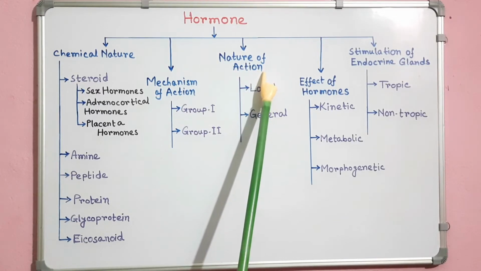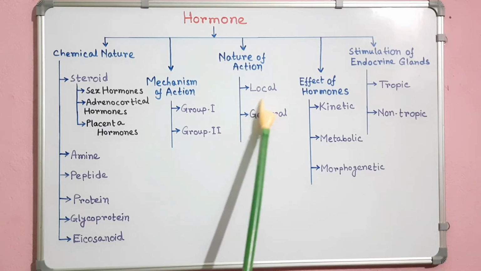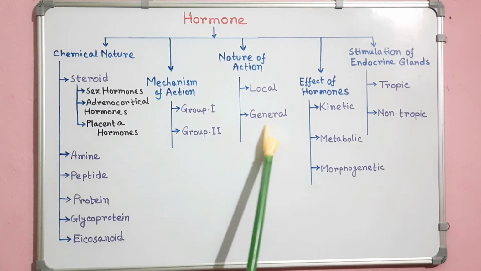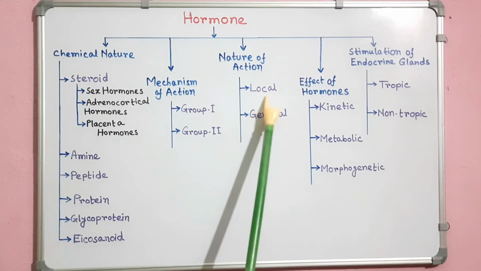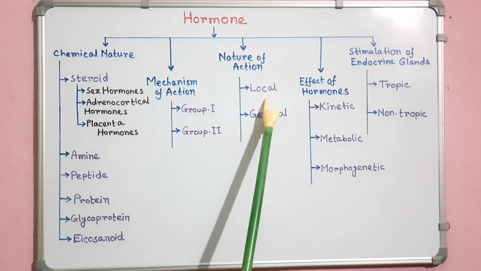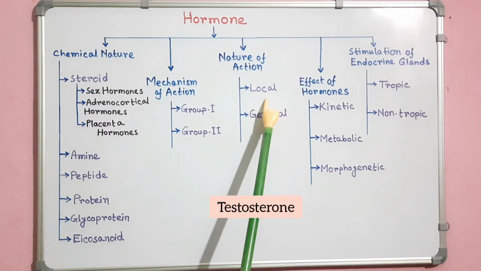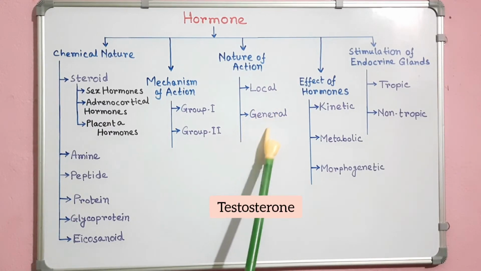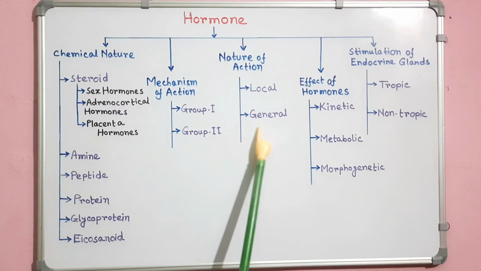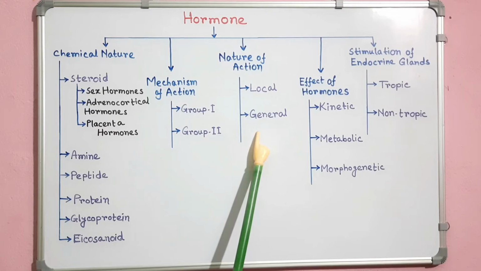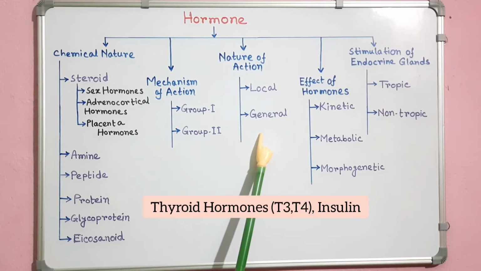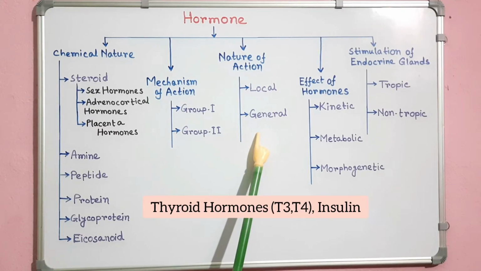According to nature of action, hormones may be local hormones or general hormones. Local hormones have a specific local effect through paracrine secretion. For example, testosterone. General hormones are transported through circulation to the distal target tissue or organ. For example, thyroid hormones, insulin, etc.